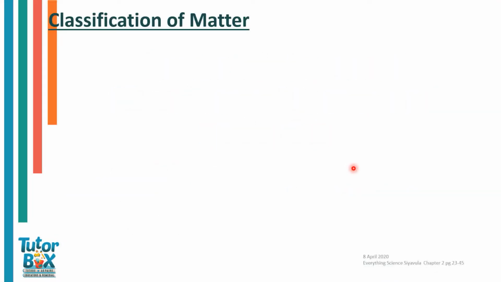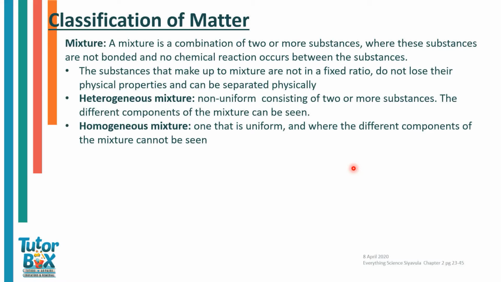So first, we're going to go into a bit more detail on classifying your matter. So we're going to go into mixtures first. So a mixture is a combination of two or more substances where these substances are not bonded and no chemical reaction occurs between these substances. The substances that make up a mixture are not in a fixed ratio, they do not lose their physical properties and can be physically separated.